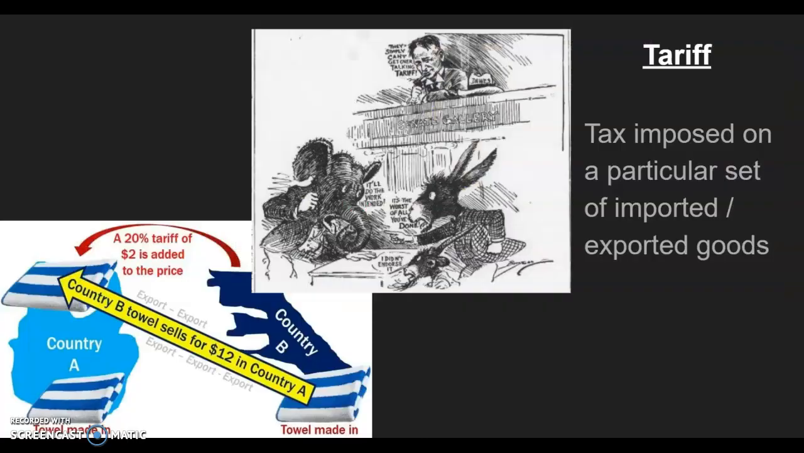Tariff. So a tariff is a tax imposed on a particular set of imported goods, so that's when a country gets a good from another country and brings it within their borders, or a tax on an exported good, so that's like when a product leaves a country and goes to a different country.